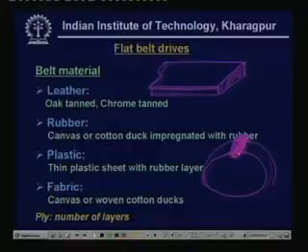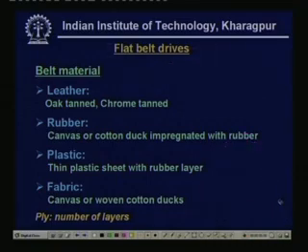Now, in the case of belt materials, what we get are leather belts, that are oak tanned or chrome tanned, rubber, and canvas or cotton duck impregnated with rubber. Then plastics: thin plastic sheets with a rubber layer are also used in belts.